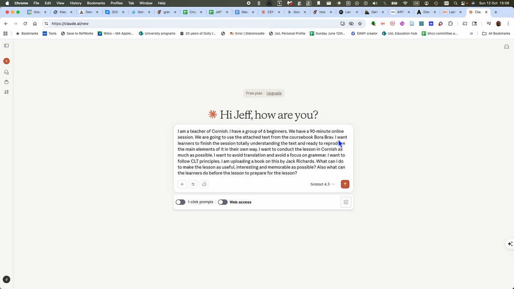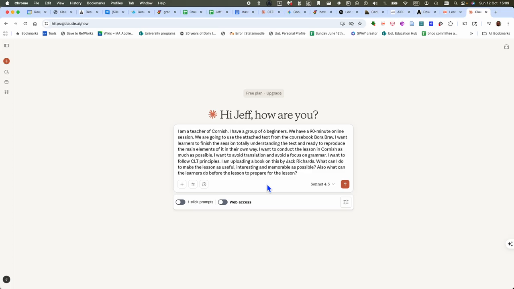I want learners to finish the session totally understanding the text and ready to reproduce the main elements of it in their own way. I want to conduct the lesson in Cornish as much as possible. I want to avoid translation and avoid a focus on grammar. I want to follow CLT principles. I'm uploading a book on this by Jack Richards. What can I do to make the lesson as useful, interesting and memorable as possible? Also, what can the learners do before the lesson to prepare for the lesson?